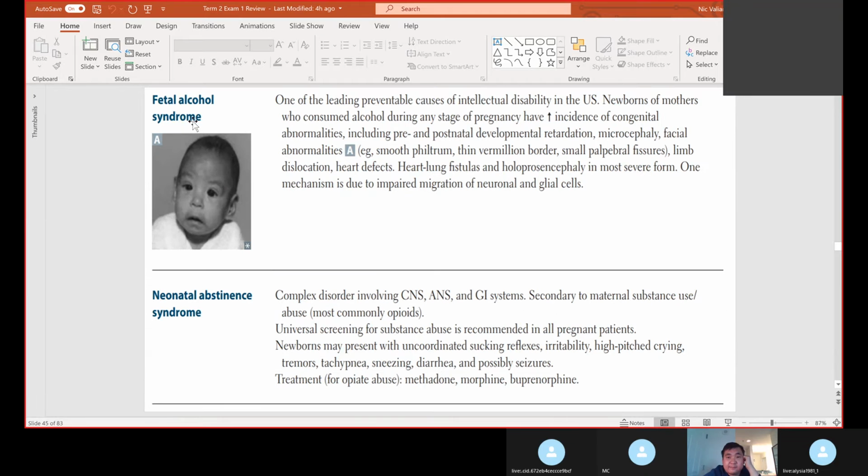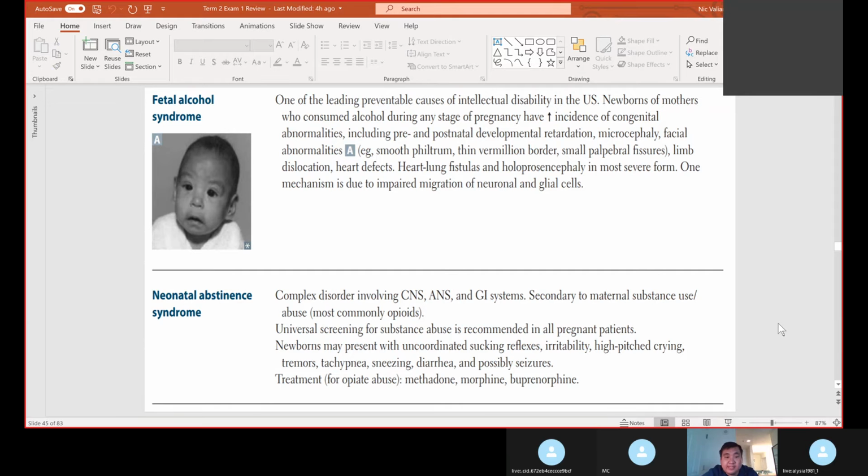Know the signs and symptoms of fetal alcohol syndrome: microcephaly, facial abnormalities, they're going to describe it to you. Smooth philtrum, thin vermilion border, and small palpebral fissures. You can have limb dislocation and heart defects.